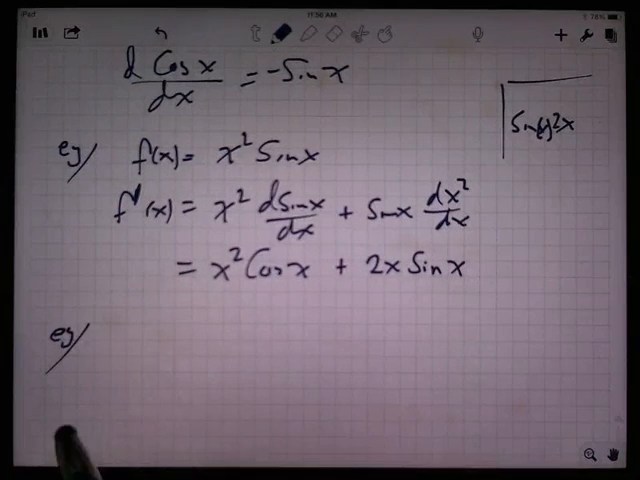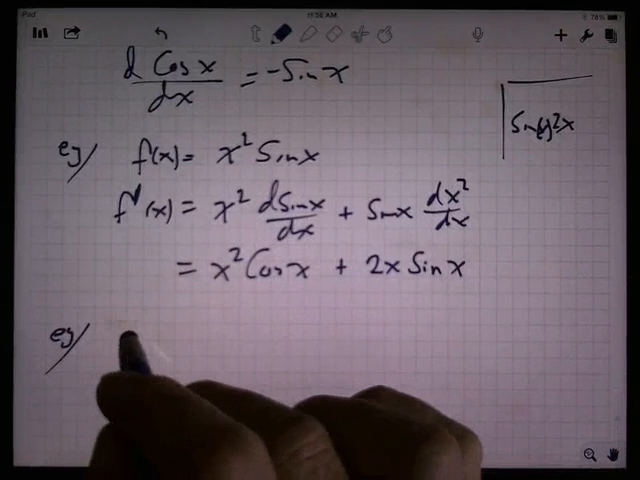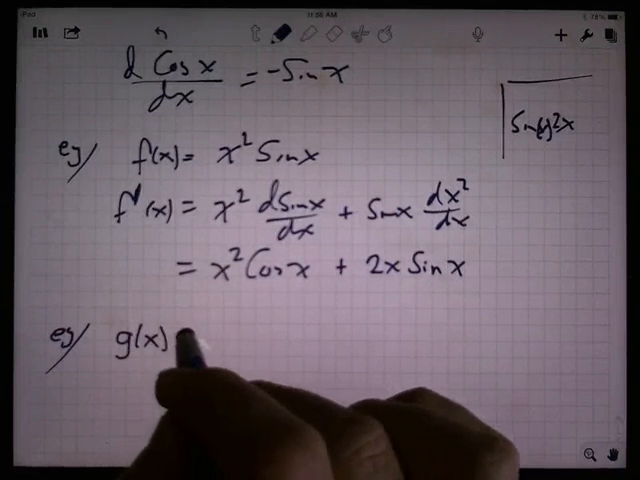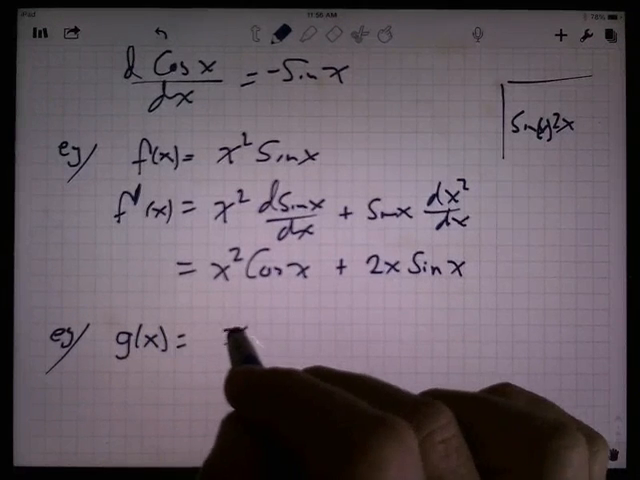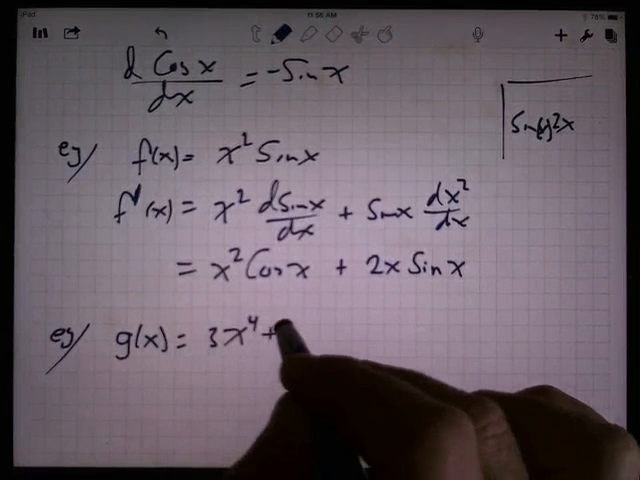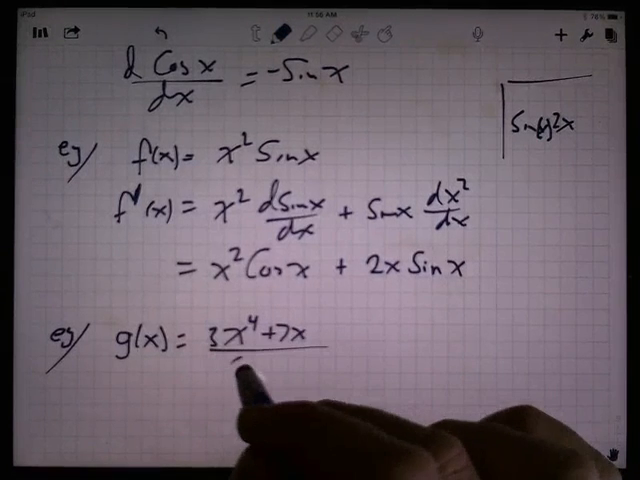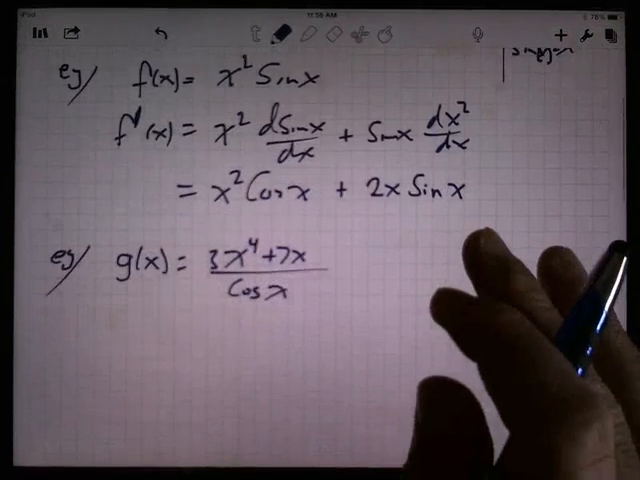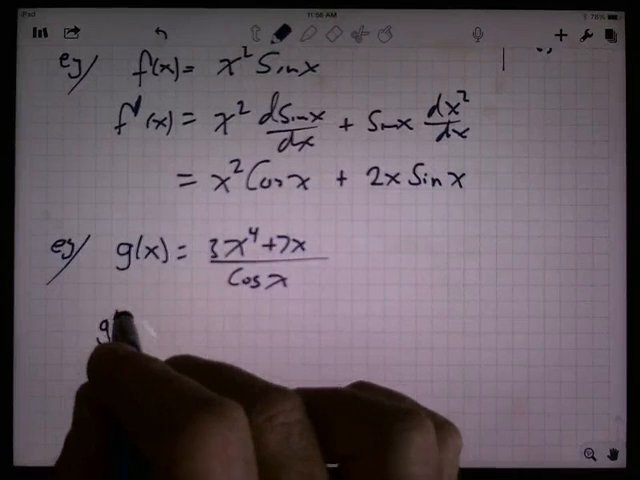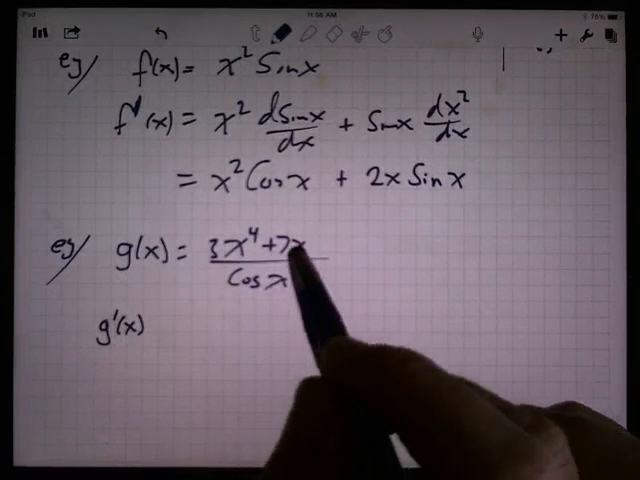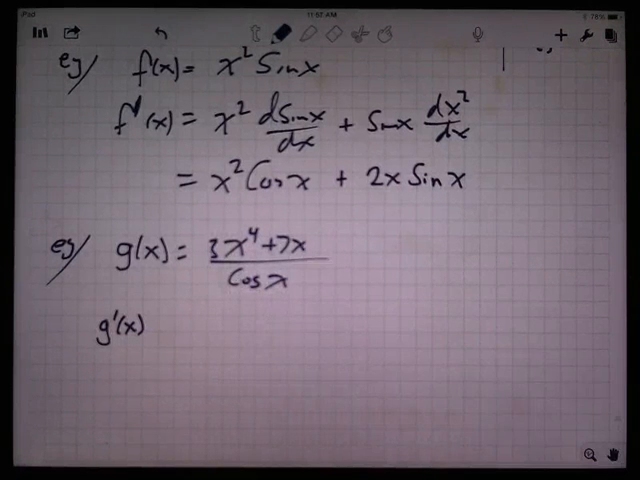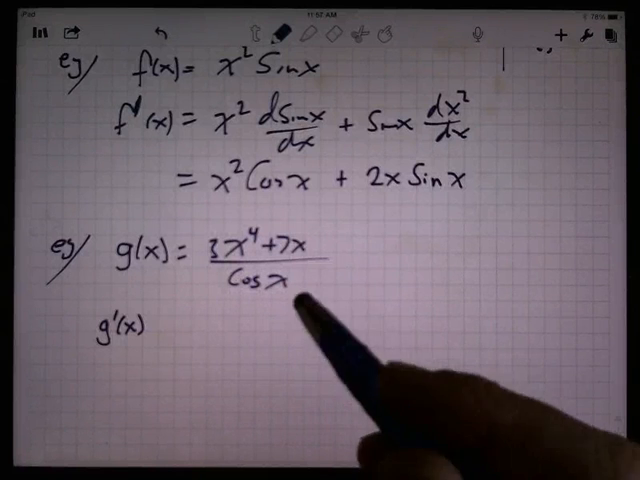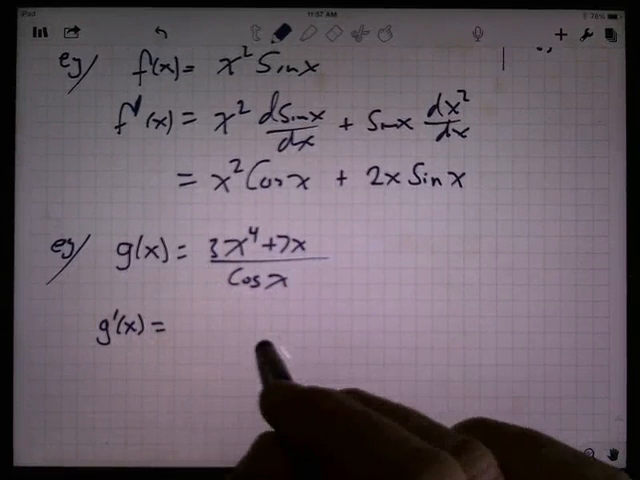You could have a similar thing with a quotient rule, for instance. If you've got g of x equal to 3x to the fourth plus 7x divided by cosine x, how do you take the derivative? Well, this is a quotient, right? If I plugged in a value for x, I'd have to figure out the numerator, I'd have to figure out the denominator, and then I'd divide. The last thing I do is divide. So this is a quotient, so I use the quotient rule.